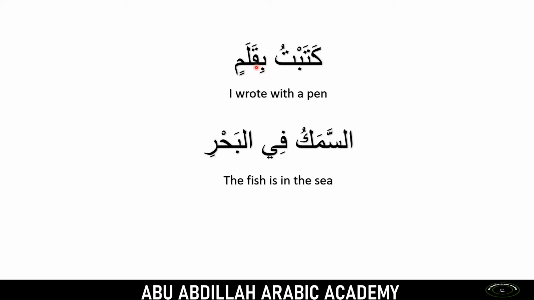So that is why we say this jar and majroor, or the shibhu jumla or the pseudo sentence, can never exist on its own. They always have to be associated with an ism or a verb. So that's that. This is one example. The next example here is as-samaku fil bahri. As-samaku meaning the fish, fil bahri meaning in the sea. So the fish is in the sea.